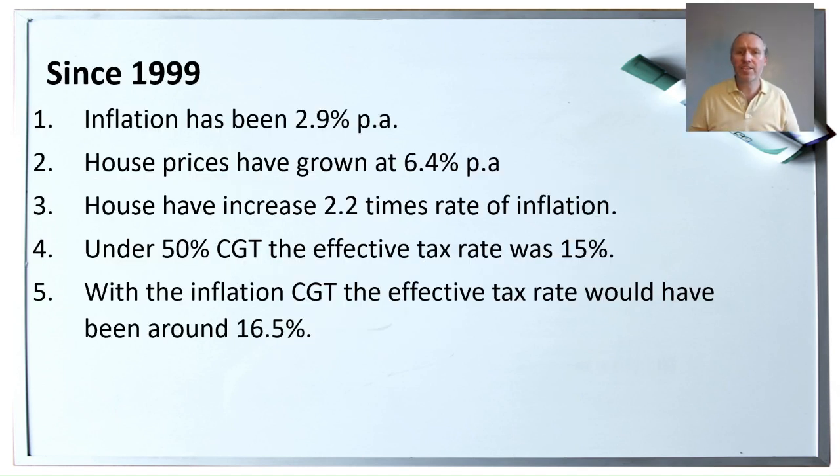There is some credence to this argument because since 1999, inflation has been 2.9% and house price growth has been 6.4% per year. That is more than double, 2.2 times to be more precise. Now, under the 50% discount system, your effective tax rate would be 15%. That's if your income tax rate was 30%. But under the inflation system, it would work out to be 16.5%. So we're comparing 15% tax with 16.5% tax. That's hardly any difference at all.